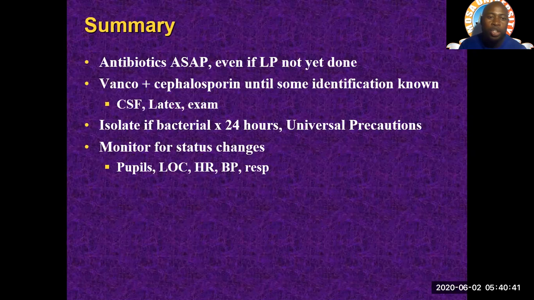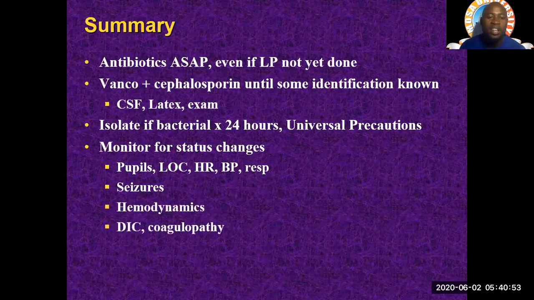What is important is that you monitor the pupils, because sometimes there may be increased intracranial pressure. You monitor for all the local signs that can be present. You monitor the heart rate, the BP, and the respiratory rate. You ensure that there are no seizures. You also monitor the hemodynamics of the patient, and look at the fluid and electrolyte balance of the patient.